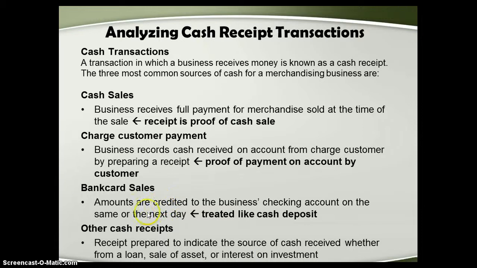And we have bank card sales. This is when the amount is credited to the business's checking account on the same or the next day. So if someone were to use a debit card or a credit card through the bank, then that is treated like a cash deposit because it goes into the business's account either that evening or the next day. So they discount it as a cash deposit. And then there's other types of receipts. Receipts are prepared for other cash resources, whether it's from a loan, maybe the sale of an asset, or interest on an investment.